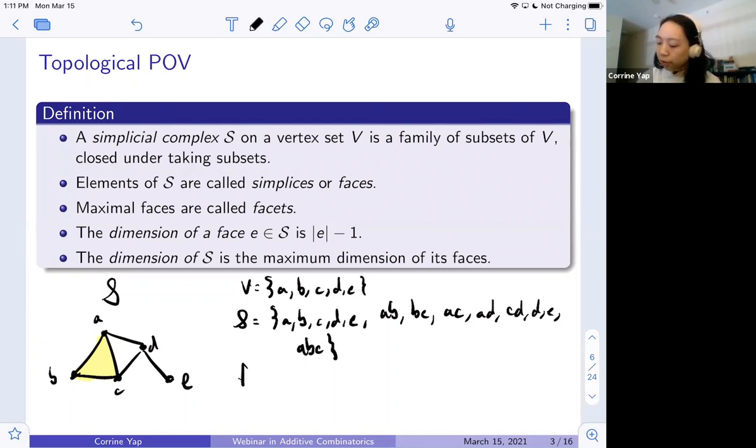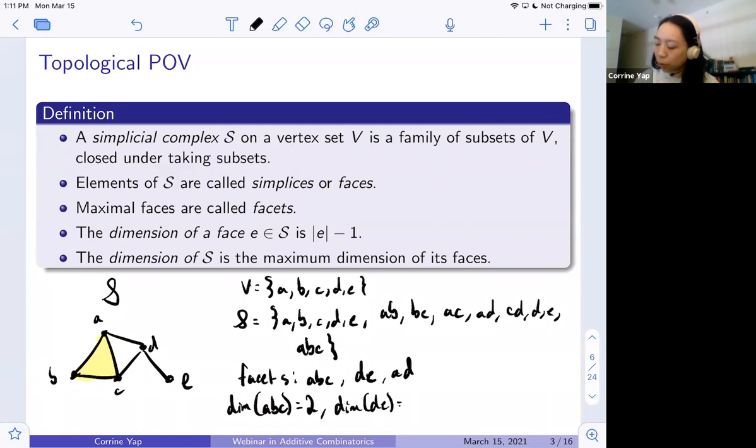Some facets would be ABC, but also, for instance, DE, this edge, and also AD, since I haven't shaded in the triangle ACD. And the dimension of the triangular face is 2. The dimension of any edge will be 1. And so you can see that the dimension of my simplicial complex is 2.